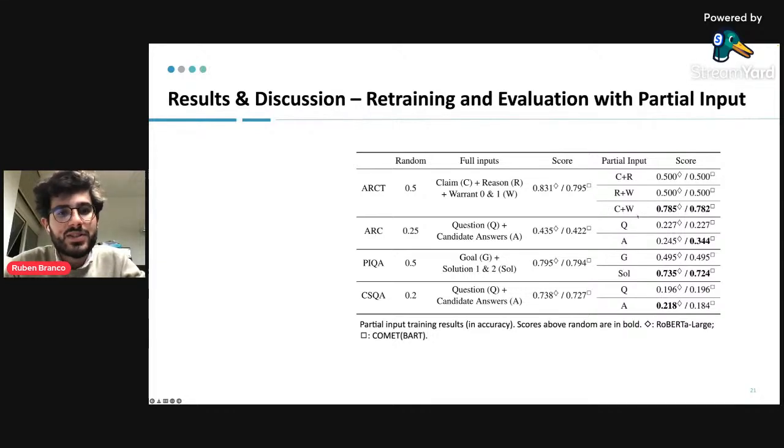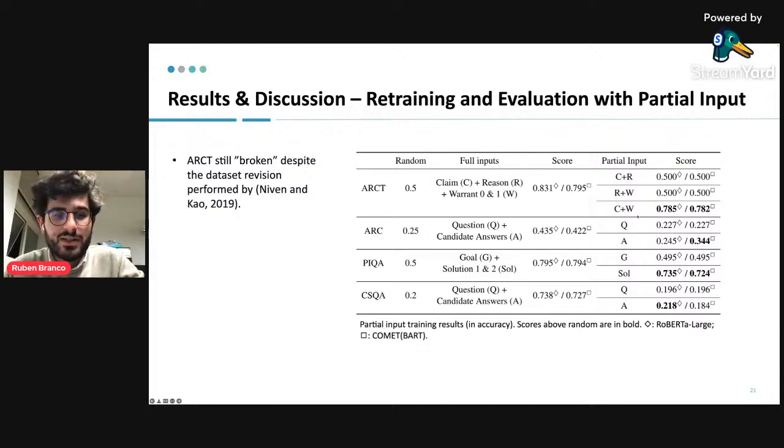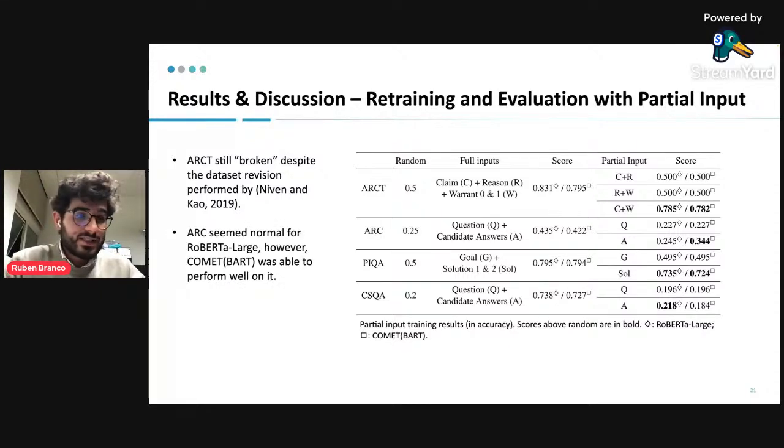And you can see that with just the claim and the warrant, it is able to obtain very good accuracy scores, almost the same as when using the whole inputs, which means that this dataset is still broken despite the revision done in the Niven and Kao paper. It only really needs to look at the claim and the warrant to obtain an excellent score, which means it's not really doing argument reasoning, because you need all three sections to do argument reasoning.